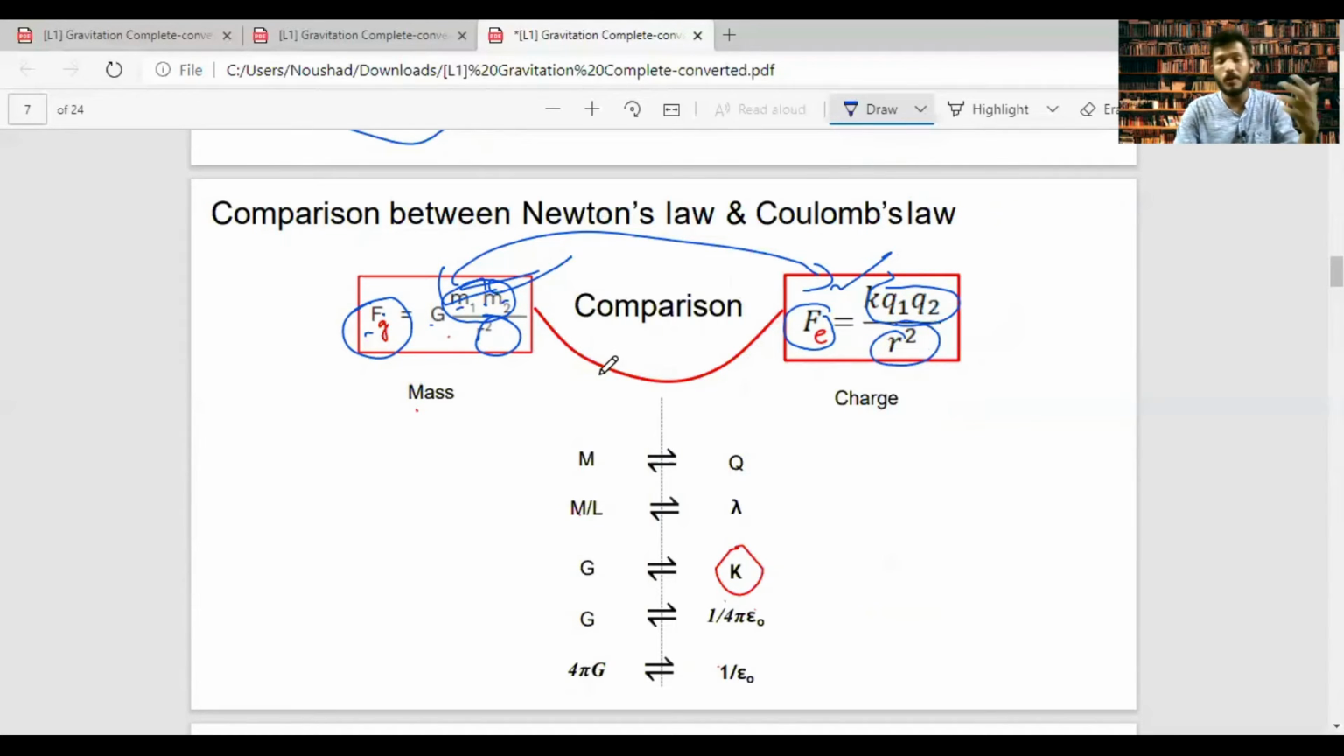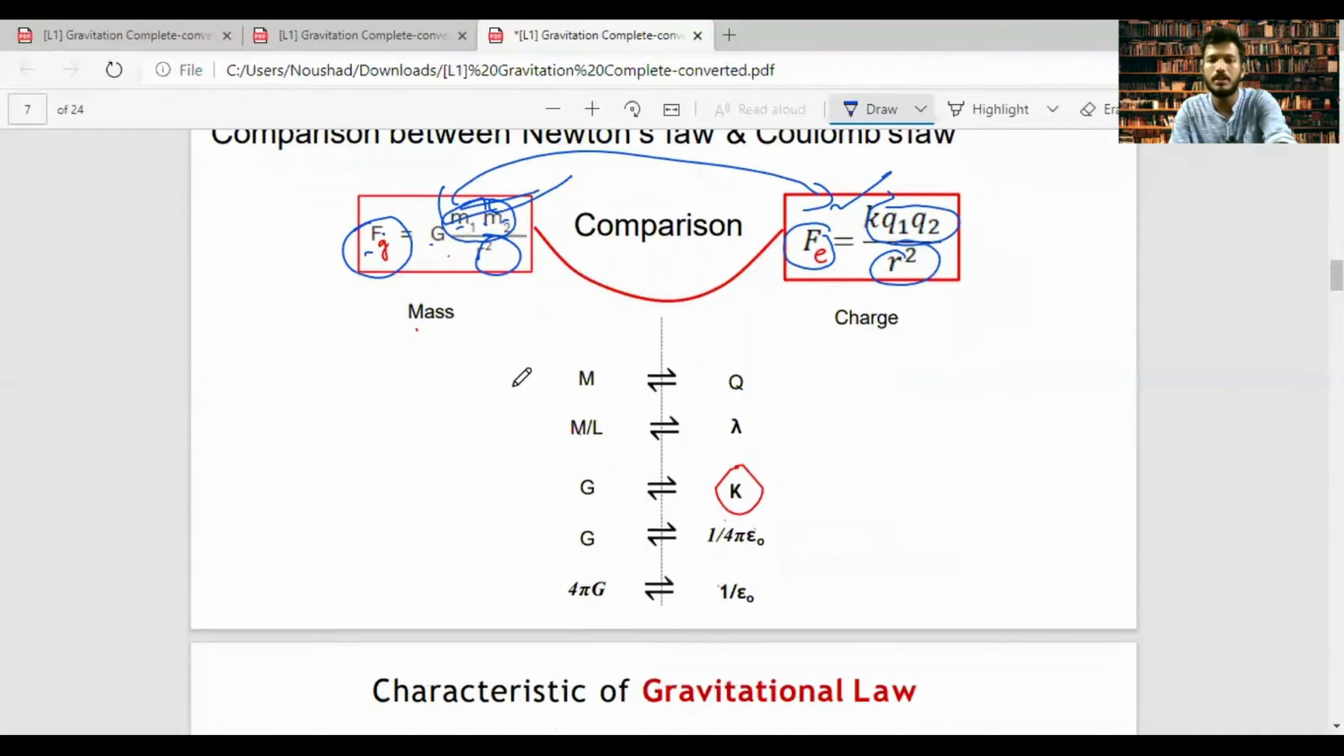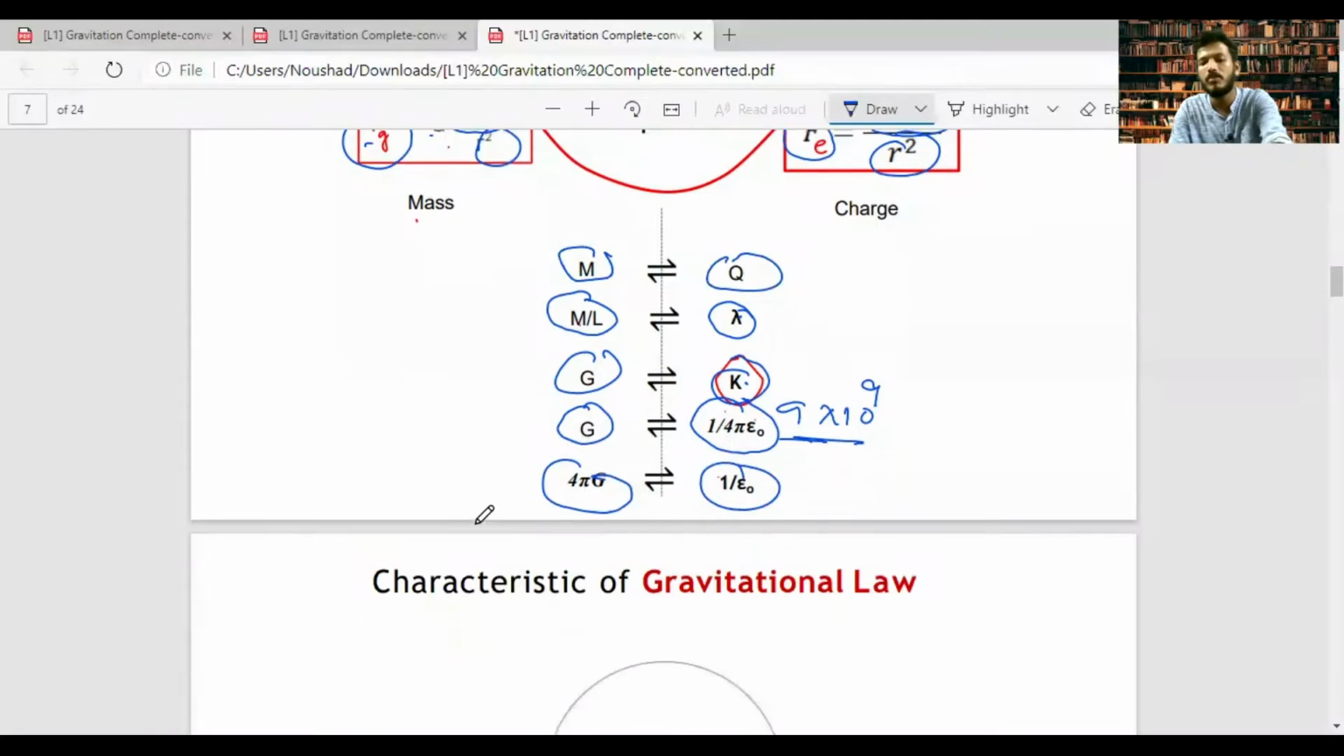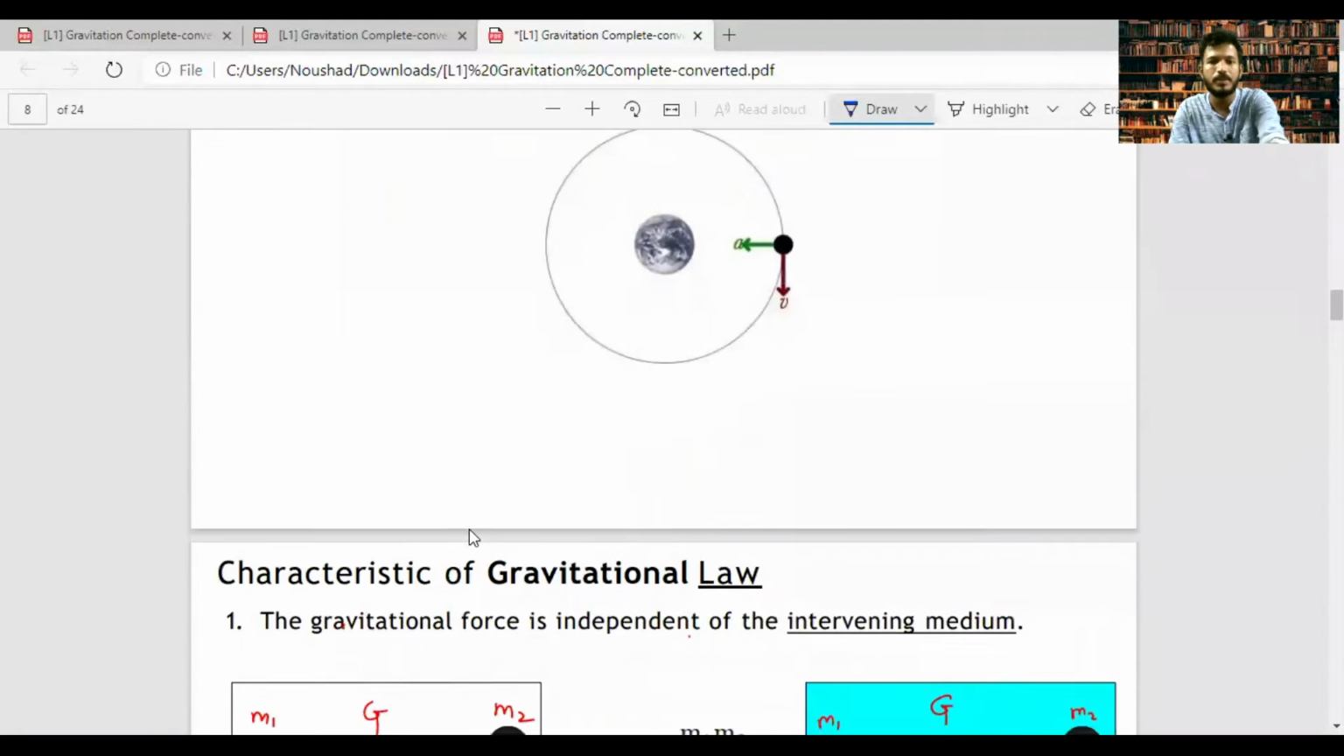So Newton's law is Coulomb's law about mass. Newton's law is also a type of Coulomb's law. But here we are considering mass, there we are considering charge. That is important. Here mass, there charge. Here m by L, there lambda, linear charge density. Here G, there K, the proportionality constant. Here G, there the proportionality constant is 1 by 4 pi epsilon 0. Its value is 9 into 10 raised to 9. We all know that. We can study that in our electrostatics.